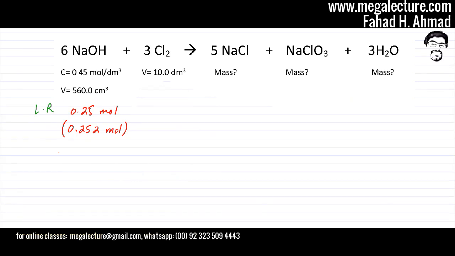Now let's start finding the moles of NaCl, NaClO3 and H2O. The ratios are already known. For example, if I want to find the moles of NaCl, it's 6:5. So I'm going to do my working.